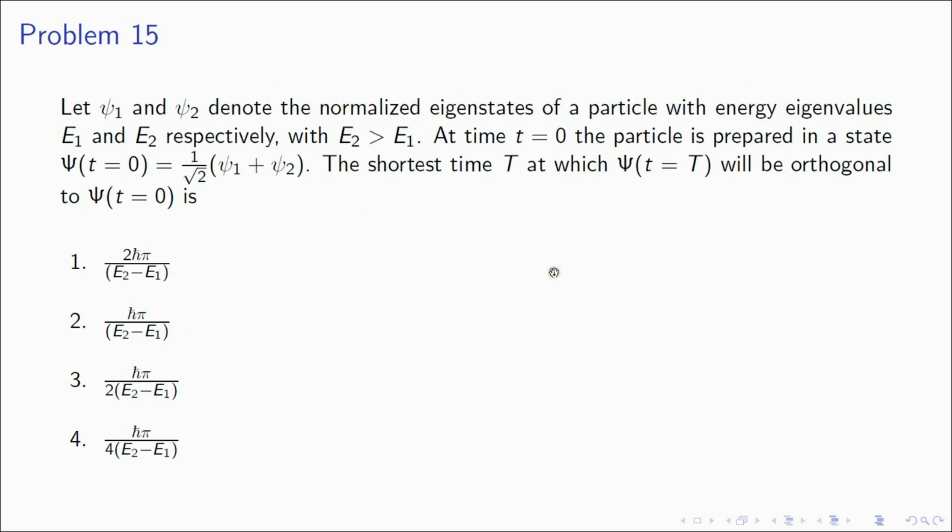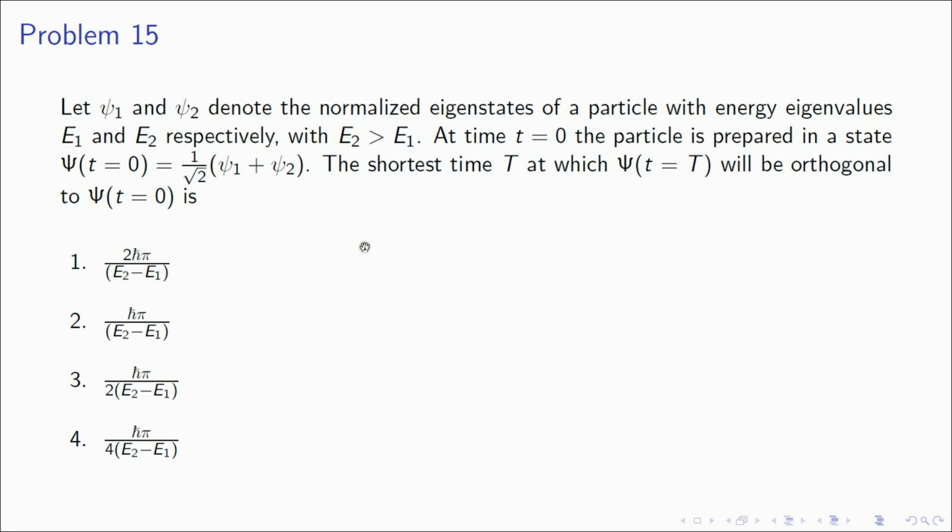Okay, so next problem. It says let psi 1 and psi 2 denote the normalized eigenstates of a particle with energy eigenvalues E1 and E2 respectively, with E2 greater than E1. At t equal to 0, the particle is prepared in the state psi 1 plus psi 2 over root 2, and the shortest time t at which this state will become orthogonal to the initial state is what? So initially it's prepared in this state.